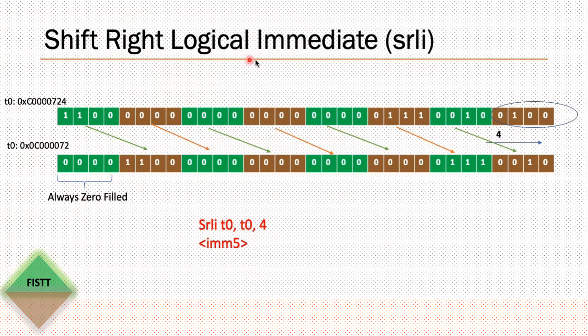Shift right logical immediate. Same right side, then the immediate value, same result. No big difference, but just for a change, I have changed the input value for a reason. I have introduced sign bits here. Once you do the logical shift on the right, the sign bits get shifted to the right, but the MSBs are always 0 filled and introduced.